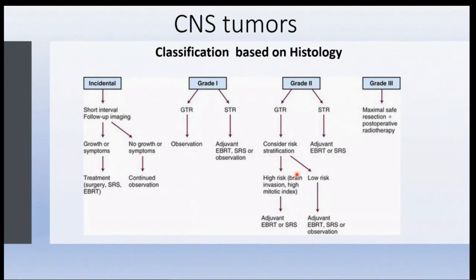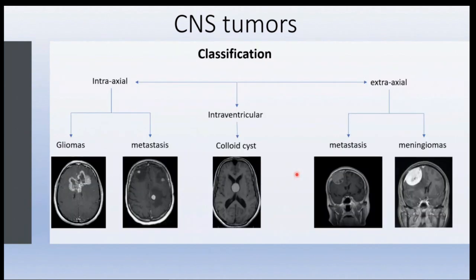While if it is grade 2, most of the time we will observe them, but we will make a shorter interval for screening. So instead of doing it once yearly, maybe for the first 2 years we do a follow-up every 6 months, even if we do a gross total resection. And sometimes some people do prefer to start adjuvant radiotherapy, even if there is a gross total resection. For grade 3, usually we have to follow up with radiotherapy after resection.